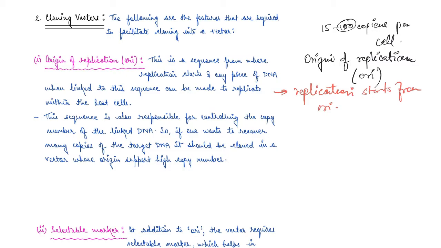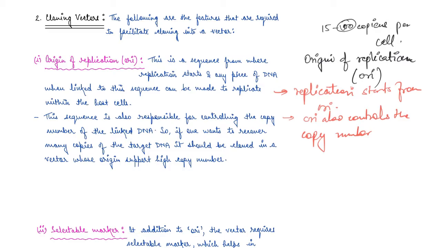Now, this sequence is also responsible for controlling the copy number of the linked DNA. If you want to recover many copies of the target DNA, it should be cloned in a vector whose origin supports high copy number. So it does not just make replication possible in the host cell, it also controls the copy number. So the ORI also controls the copy number. This is the first feature required in a cloning vector.